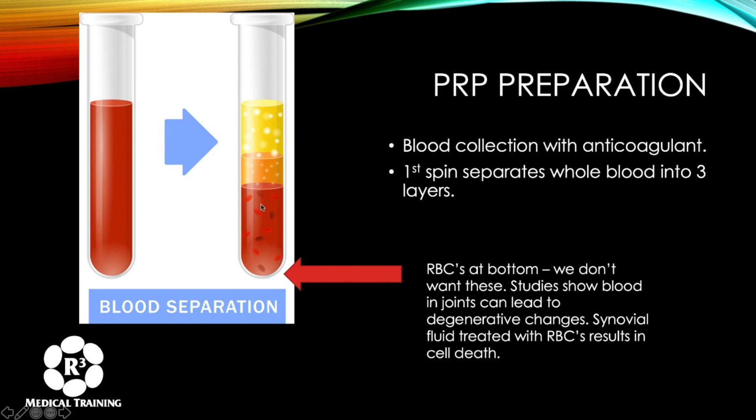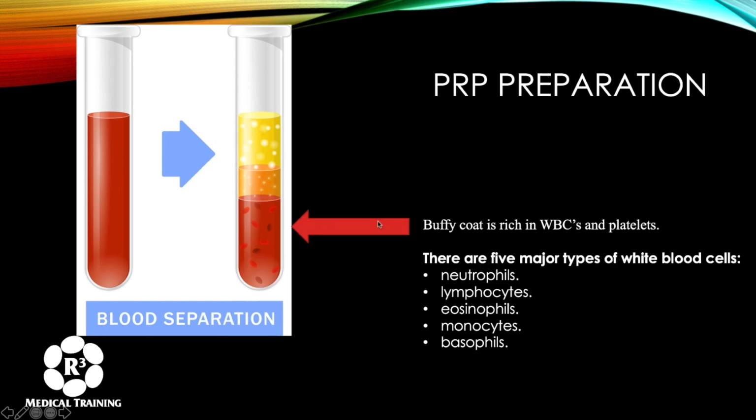The top layer is mostly just plasma. We'll talk about plasma in a minute. And then the middle part is called the buffy coat, which is rich in white blood cells and platelets. And here are the 5 major types of white blood cells: neutrophils, lymphocytes, eosinophils, monocytes, and basophils. It's a very good idea to elucidate that there are different types of white blood cells, because some we want and some we don't.